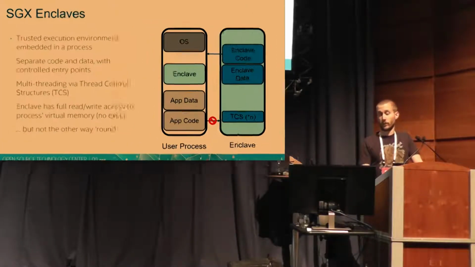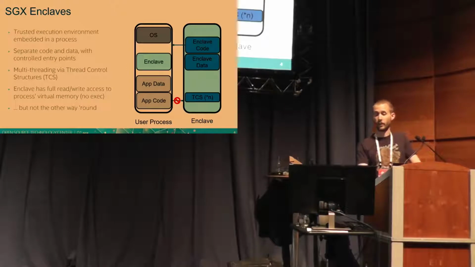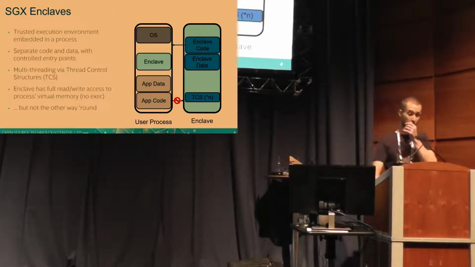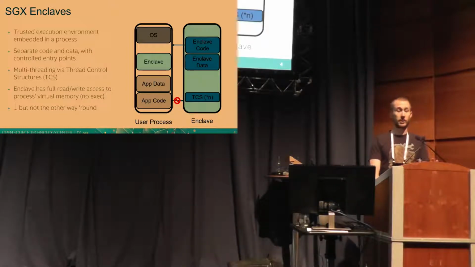But it doesn't work the other way around. So the user process, the operating system, can't peek into the enclave. And it's not just memory encryption. I'll get into that a little bit later. The user process can't see anything into the enclave.